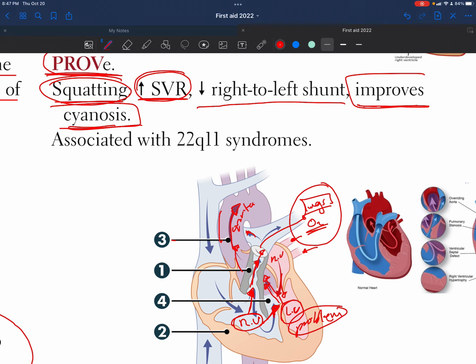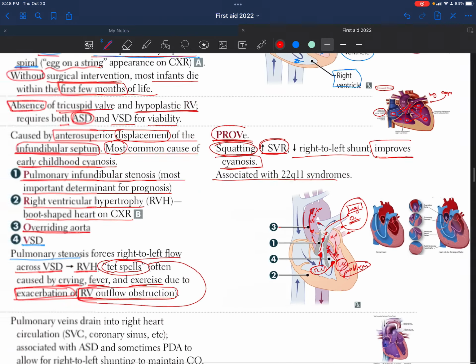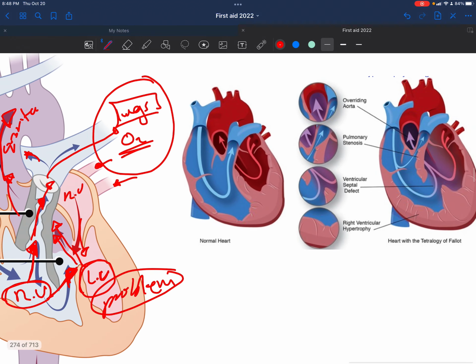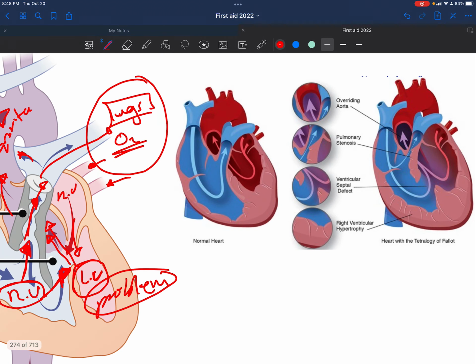Basically, this condition, the tetralogy of Fallot, is associated with 22q11 syndromes. An example is DiGeorge syndrome. So that's for this condition. Let's see what we have here. Yeah, that's the ventricular septal defect, and this is the stenotic pulmonary valve. There you go, the opening is already too small. This is the overriding aorta, basically right above the VSD that we have, and there's right ventricular hypertrophy.